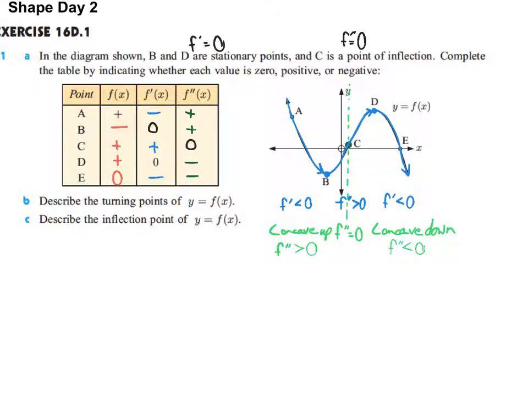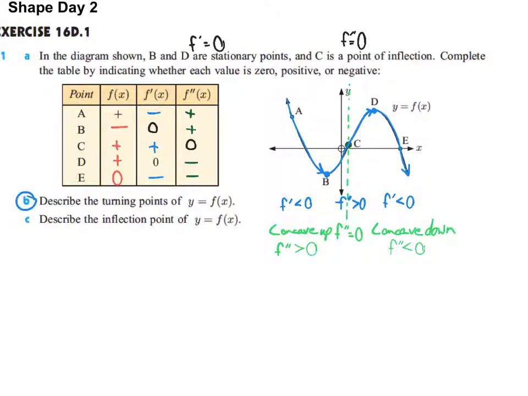Alright, so now we're to B and C here. Describe the turning points. Now the turning points, when you hear turning points, what should you be thinking? Stationary points. Turning is motion, right? So we're looking at our stationary points, because that's going to show us where we're turning from down to up or from up to down. In other words, where we have a max or a min. So what's one of our stationary points or turning points?